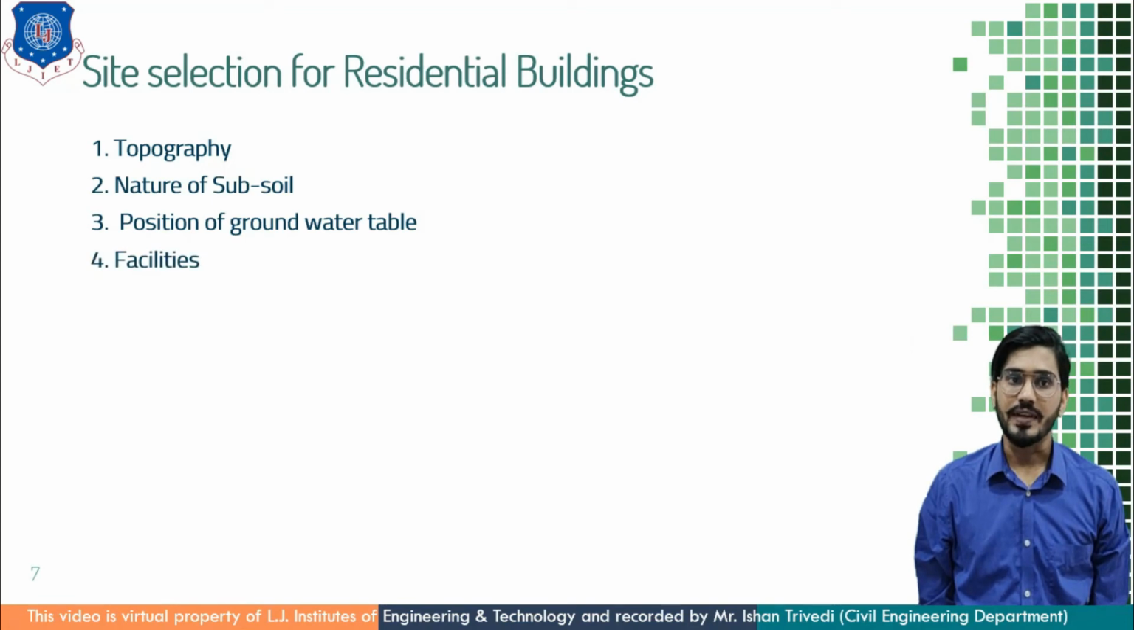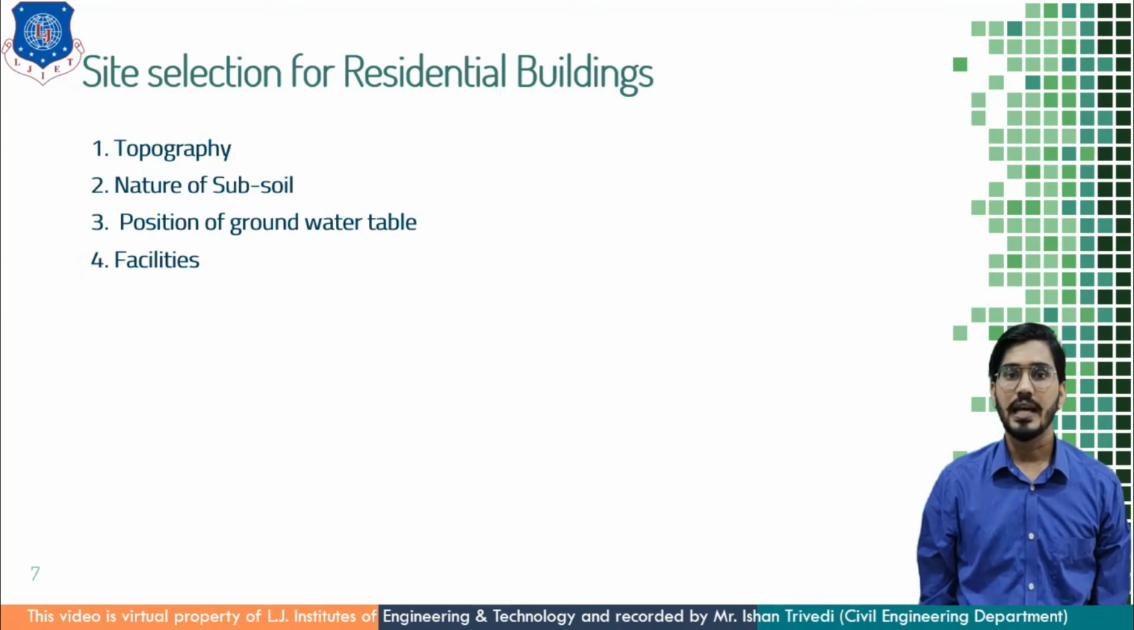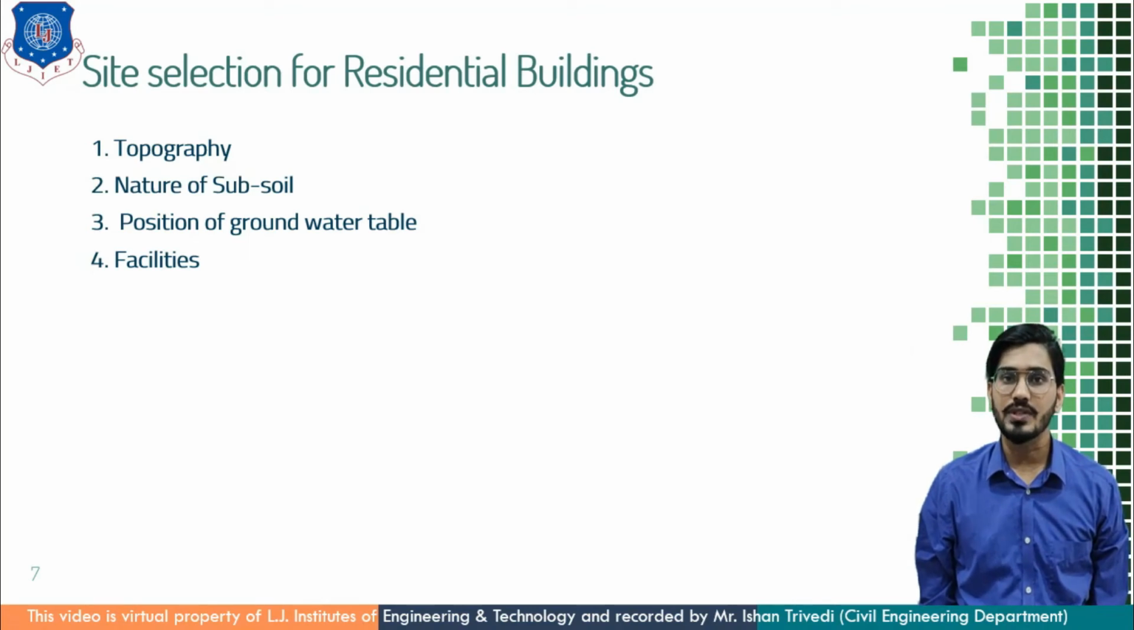Next is facilities. As I said earlier, these facilities include utilities and amenities. Utilities such as drinking water supply, electric power supply, drainage and gas supply. Whereas amenities include schools, hospitals, recreation and telephone services. Even transport facilities such as city bus stop, railway station should be nearer to the site.